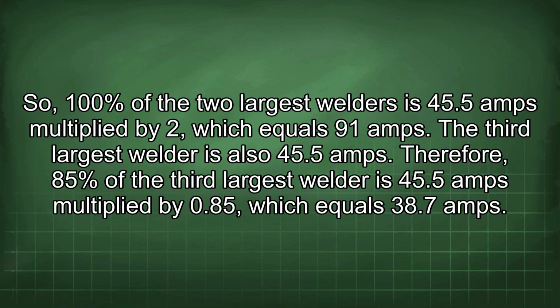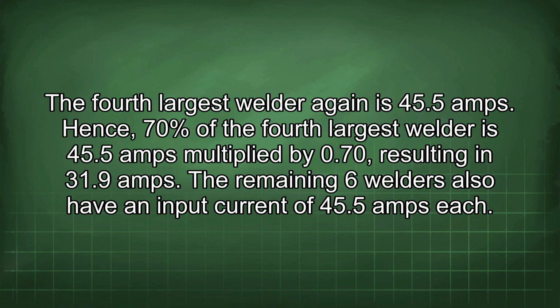So, 100% of the two largest welders is 45.5 amps multiplied by 2, which equals 91 amps. The third largest welder is also 45.5 amps. Therefore, 85% of the third largest welder is 45.5 amps multiplied by 0.85, which equals 38.7 amps. The fourth largest welder again is 45.5 amps. Hence, 70% of the fourth largest welder is 45.5 amps multiplied by 0.70, resulting in 31.9 amps.